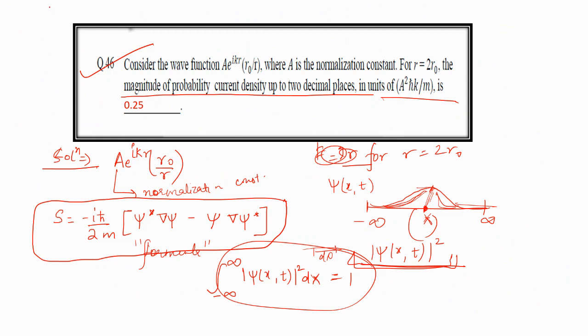here you can see psi is A e raised to the power iota k r naught by r. Do it with me, and if I'm making any calculation mistake, tell me. Psi star will become A star, but anyway it is a constant, so it will remain A, so e raised to the power minus iota k r naught by r. First of all, do the differentiation of psi, del psi.